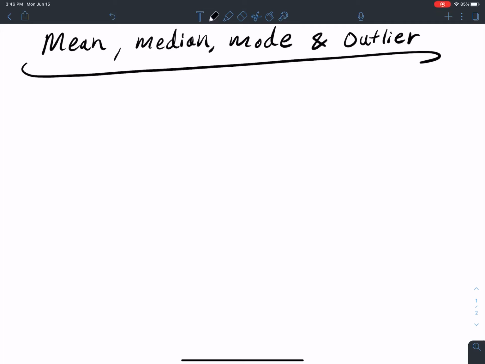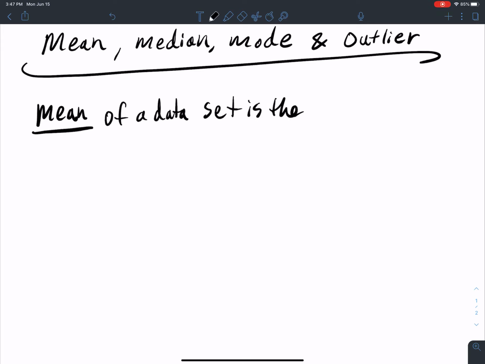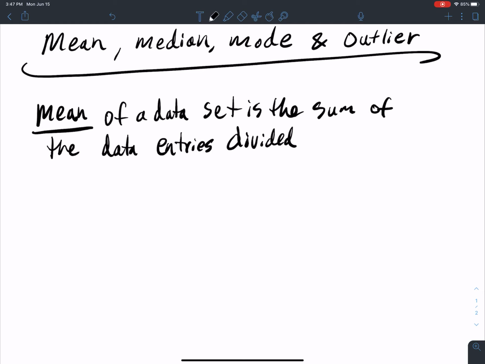So here we're going to talk about the mean, median, mode, and then what an outlier is. So the first definition we got is a mean of a data set is the sum of the data entries divided by the number of entries.